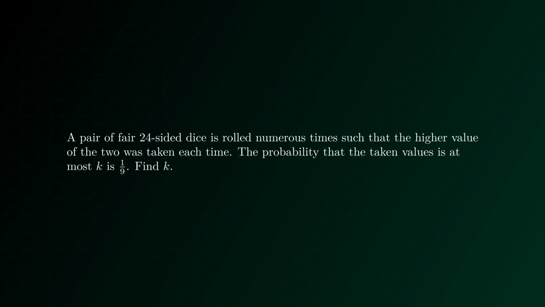Hello. Let's answer this problem from the 2023 edition of UP Mathematics Club's nationwide search for the Math Wizard. A pair of fair 24-sided dice is rolled numerous times, such that the higher value of the two was taken each time. The probability that the taken values is at most k is 1/9. We are asked to find the value of k.